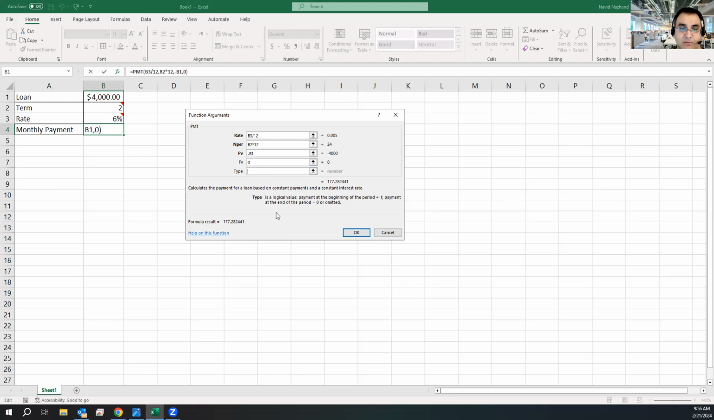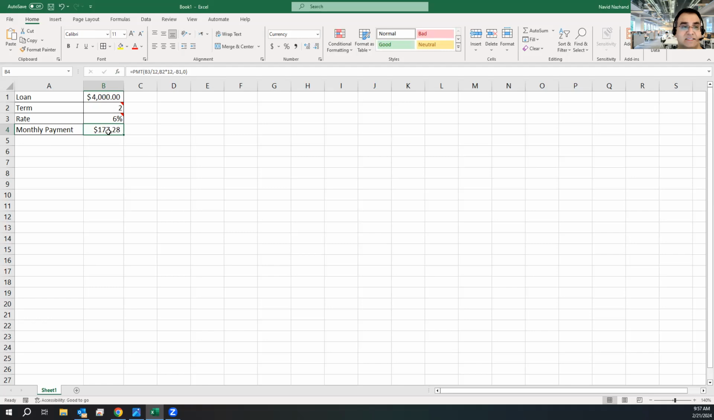And then we have type. We have different types: the payment is at the beginning of the period, so before the first month starts I pay, or I just pay at the end of each month. I'm going to leave it empty right now because it's going to be at the end of the month. If you omit that, or if you put 0, it's going to be the same, so I'll just leave it as it is. And I click on OK. It is showing me that the monthly payment is 177.28. So this is how much I have to pay every single month if I want to get a loan for $4,000, and the term is 2 years, and the rate is 6%.